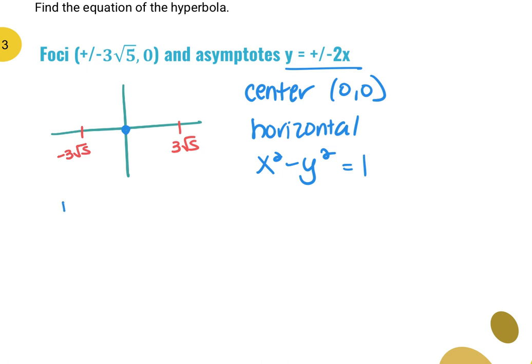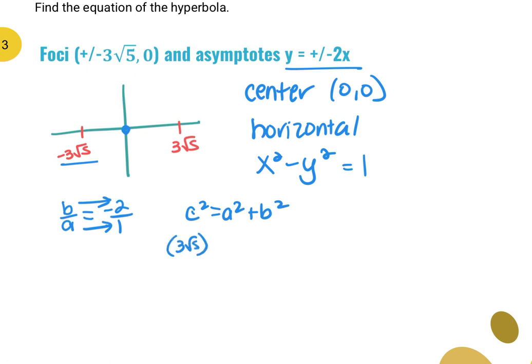Because it's horizontal, my b over a is going to equal 2. I don't know for sure that b is 2 and a is 1 until I test it out with my c squared equals a squared plus b squared, because it could be simplified. So c squared would be 3√5, because the sign doesn't matter. 3√5 squared equals 2 squared plus 1 squared. 3 squared would be 9, square root of 5 squared would be 5, and this is 45 equals 4 plus 1. And that's obviously not accurate.